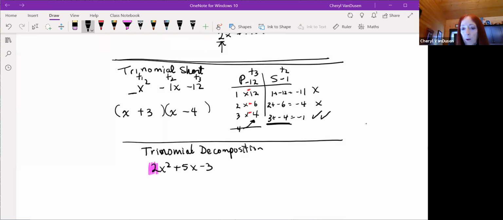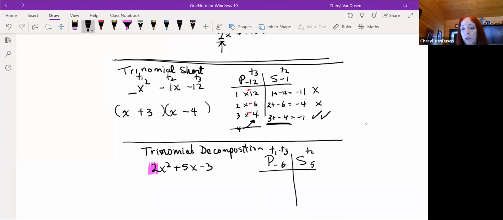Now, the start of how I do it is very, very similar. We do a product-sum chart, and then we have to go and digress and do the decomposition part. So I write my product and sum. The product this time is term 1 multiplied by term 3. We have to take into account that number out front. So our product is going to be -6, 2 times -3. And the sum is term 2. That does not change from the process above. So our sum is 5.